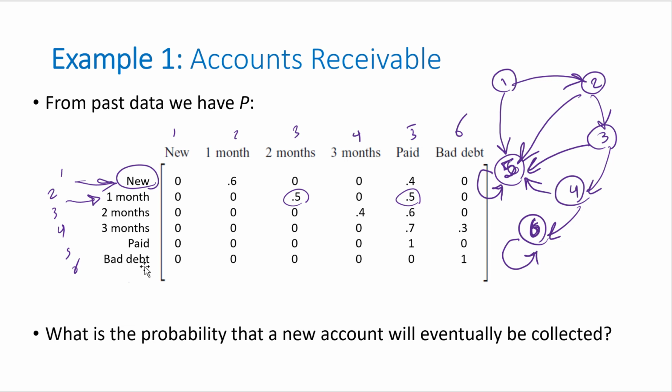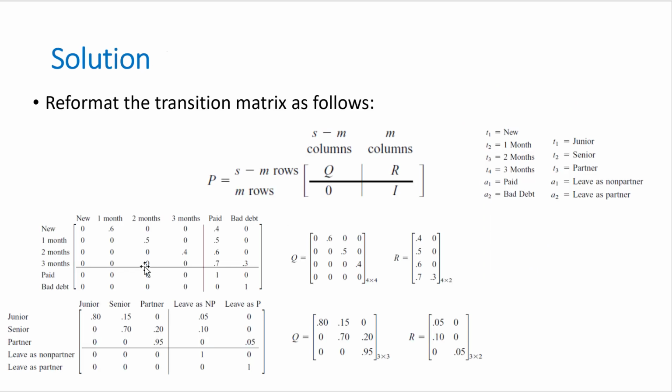They were in the first rows, and then paid and bad debt, which were absorbing, they were the last rows. So that's the first thing we want to do. And once we do that, if you have S total number of states and M absorbing states, S minus M rows are going to be the top rows, and then M rows, which are the absorbing states, will be at the bottom and at the right.